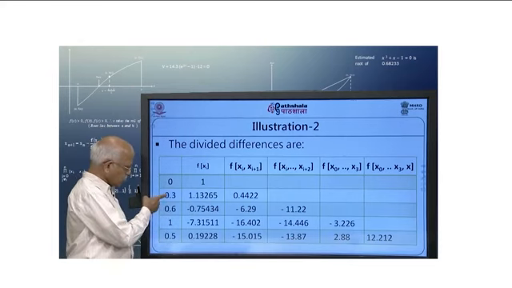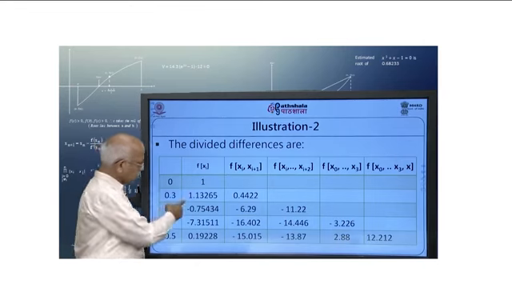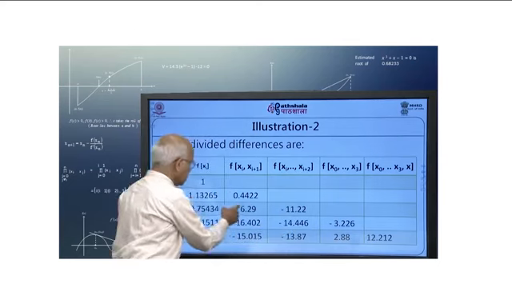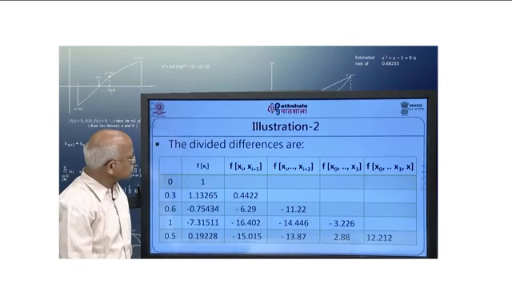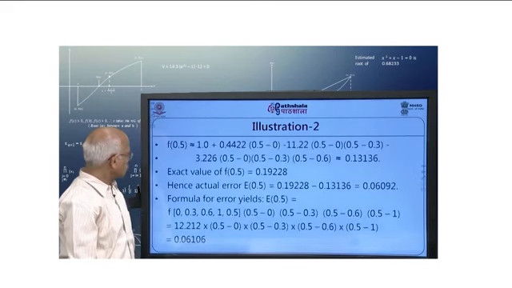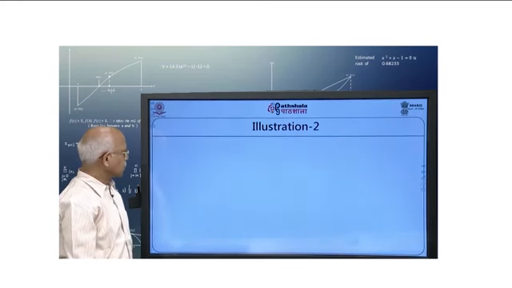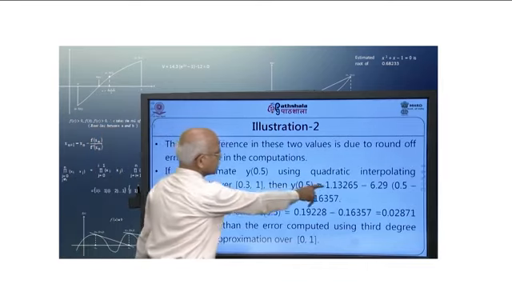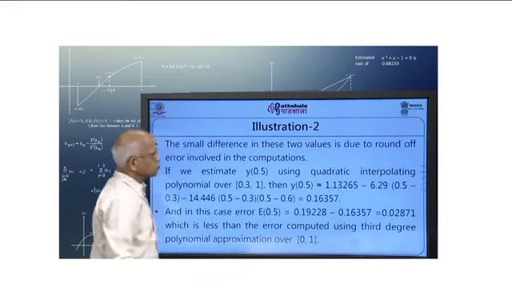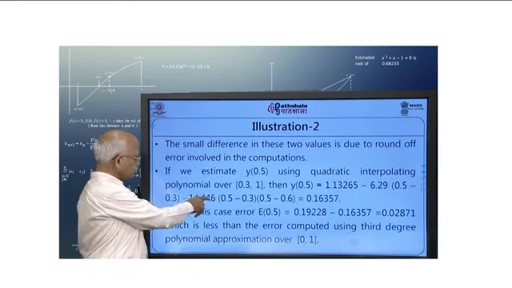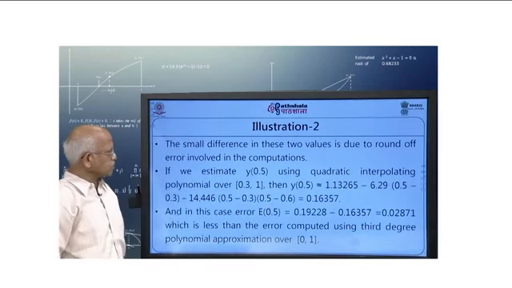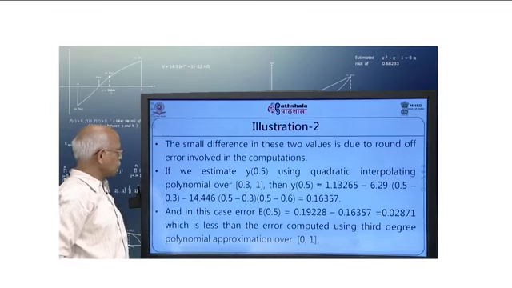So, there are 3 data points, 0.3, 0.6 and 1, and I will be using these values. This other value will not be used, but these 3 values will be used, and these are the 3 values seen in the expression there. So, we are considering here this expression for the quadratic polynomial. That is 1.13265 minus 6.29 into this minus 14.446 into this, and on simplification I will get 0.16357 as the value of y(0.5) approximated using the quadratic interpolating polynomial.